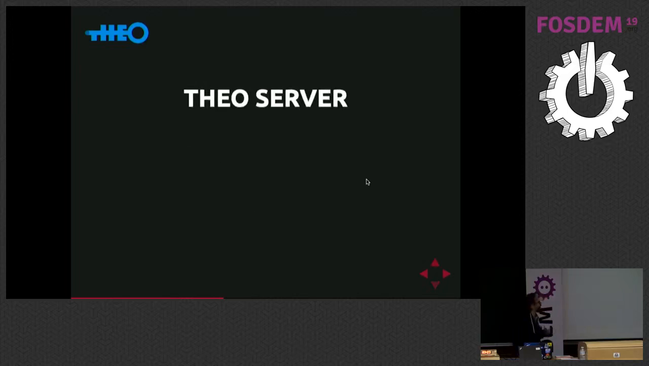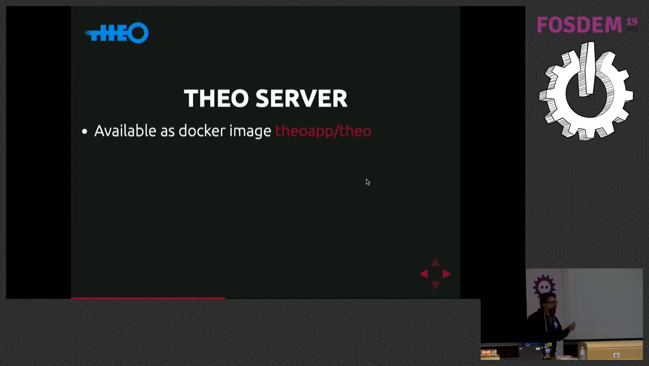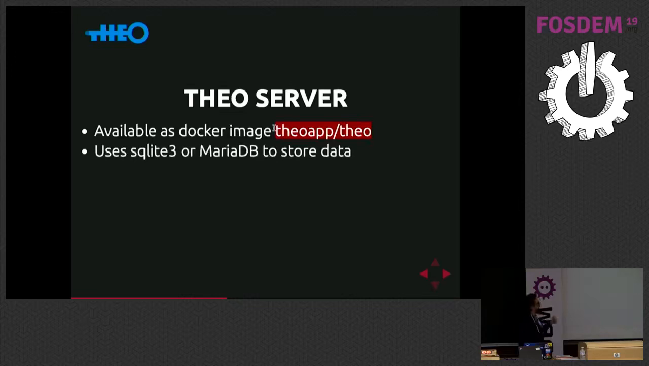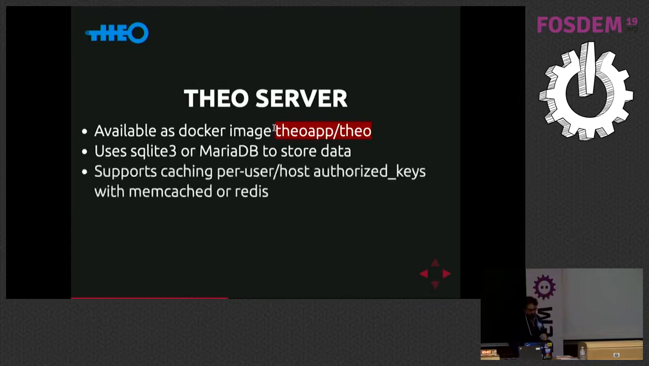So let's start with the first one, Theo server. It's already available as a Docker image on Docker Hub as theoapp/theo. You can use SQLite3, MariaDB or MySQL database to store data. It supports caching of authorized keys per user and host, so if the cache for this user and host couple is already present, it doesn't have to query the database. You can use memcached or Redis as you prefer, and it's written in Node.js.